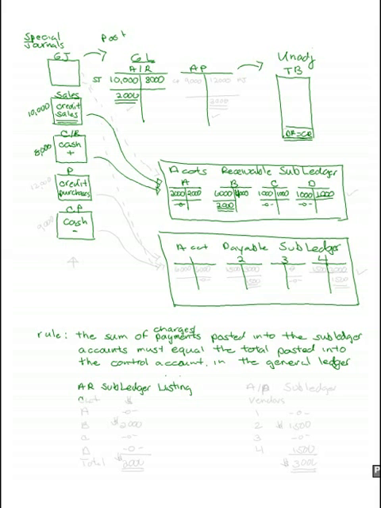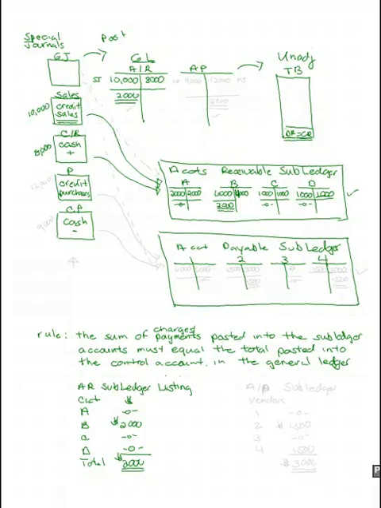So we have customers A, B, C, and D, and they have amounts. A owes nothing, B owes 2,000, C owes nothing, and D owes nothing. And the total of our subledger then equals $2,000. So the total of the subledger listing equals the balance in the general ledger account. And the total is really just brought forward from the subledger accounts.